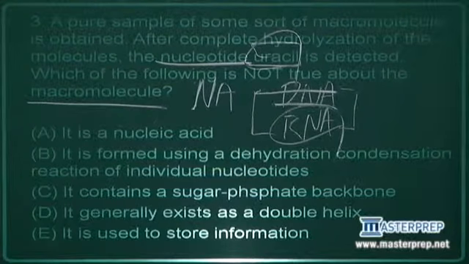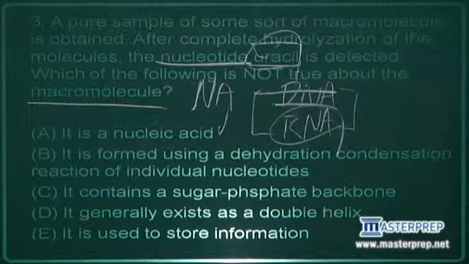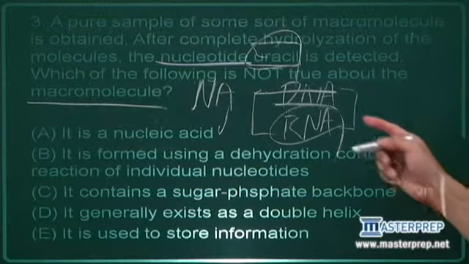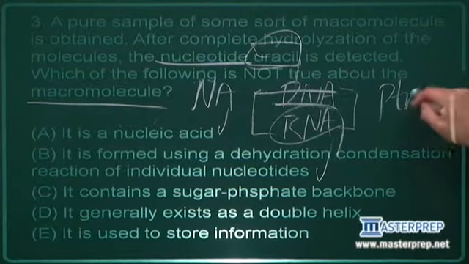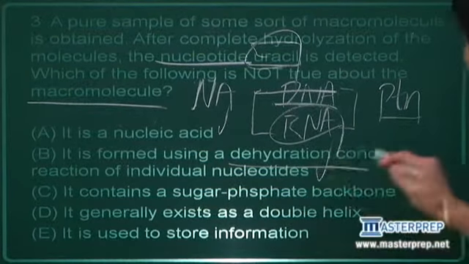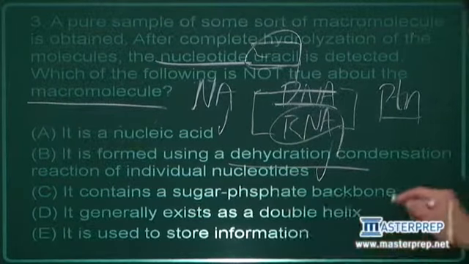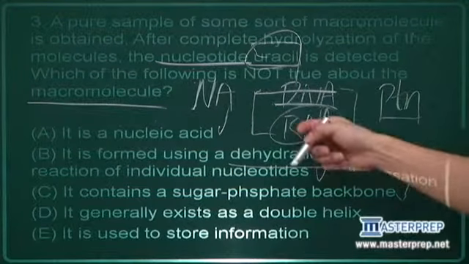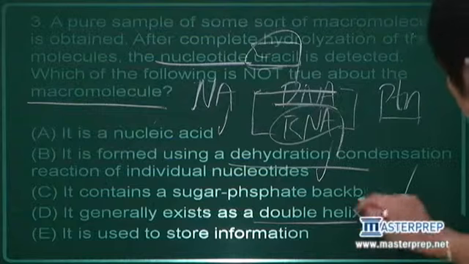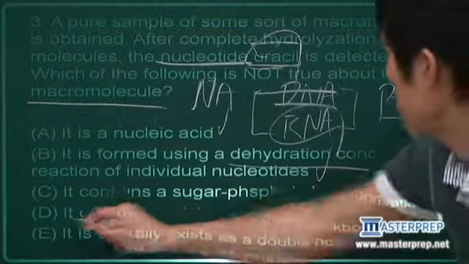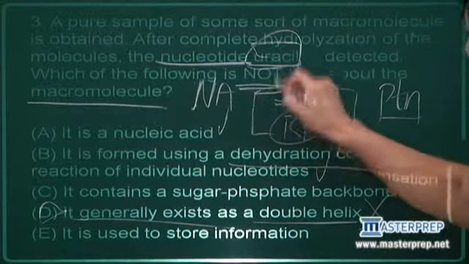All right. A, it is a nucleic acid. This is true. B, it is formed using a dehydration condensation reaction of individual nucleotides. Correct. All the macromolecules are made by dehydration synthesis or dehydration condensation. C, it contains a sugar phosphate backbone. Of course, both the DNA and RNA have this. D, it generally exists as a double helix. Nope. This is a configuration that can be only found in what? DNA. So D is the wrong statement.